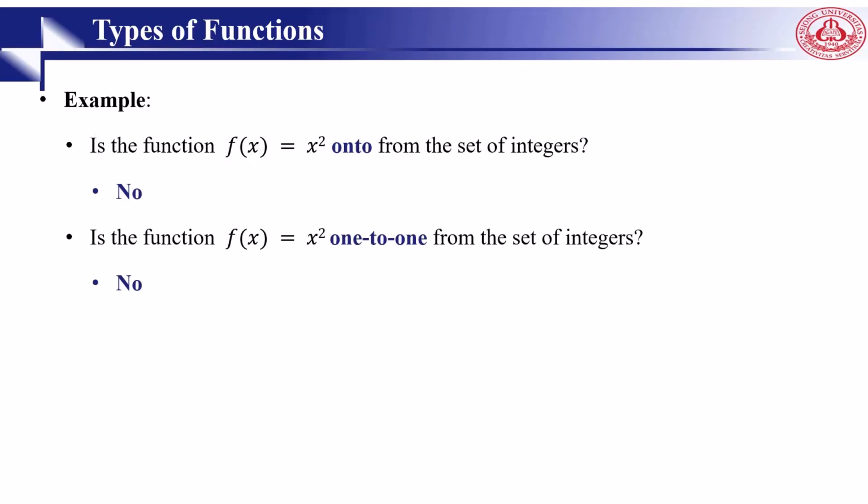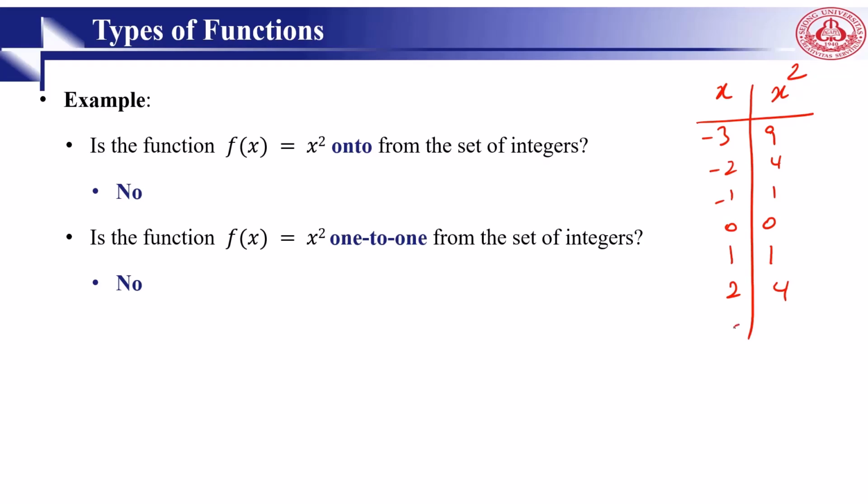How about a square function? Is it onto or not? A square function is this one. What is this? Is this onto or not? This is not onto because there is no integer that goes to -1, for example. We can say x squared equals -1 has no solution. That's why for the set of integers, it's not onto.